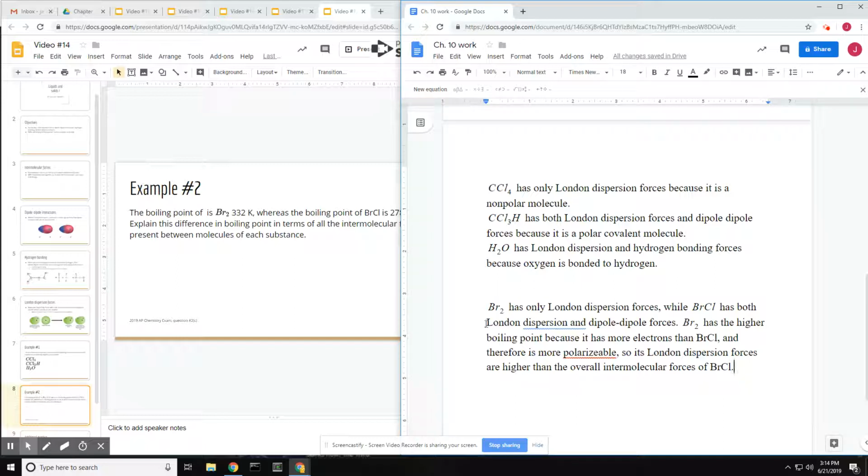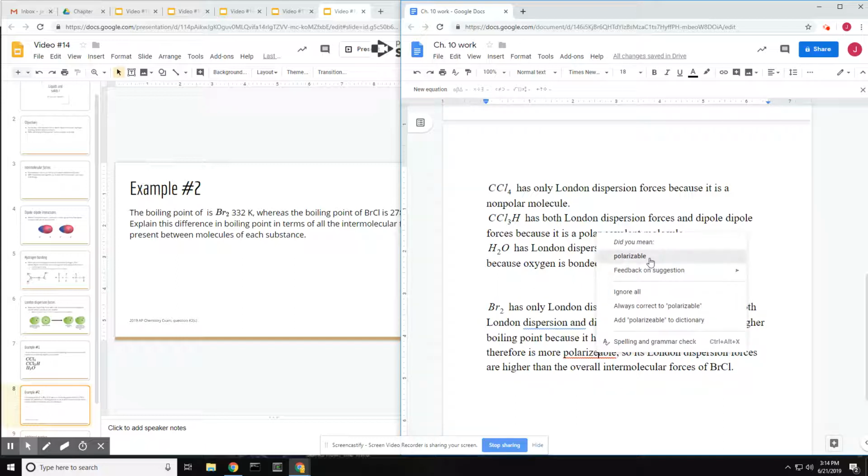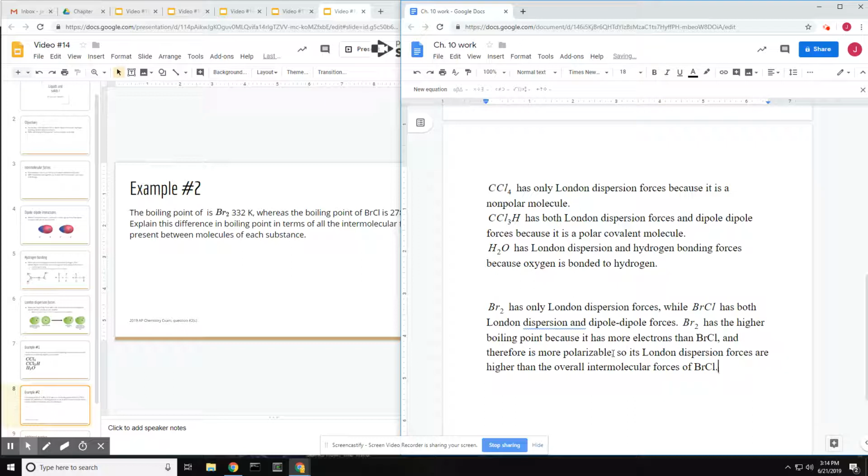I know that I wrote that out in a lot of words, and the really important thing is that you included polarizable. That's something you really, really want to include. And the other important thing is that I talked about the types of forces that are present in both.